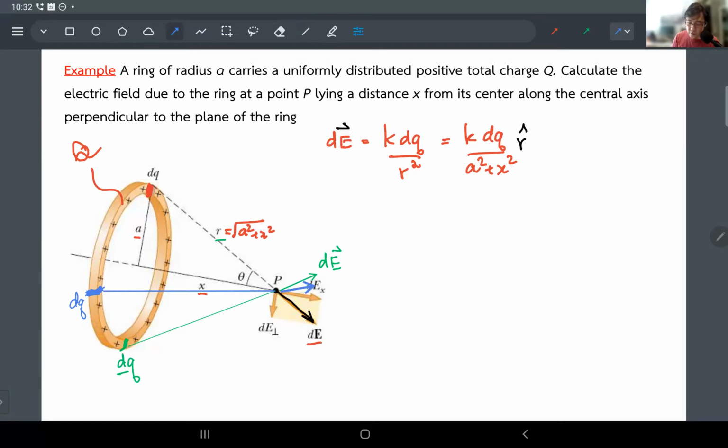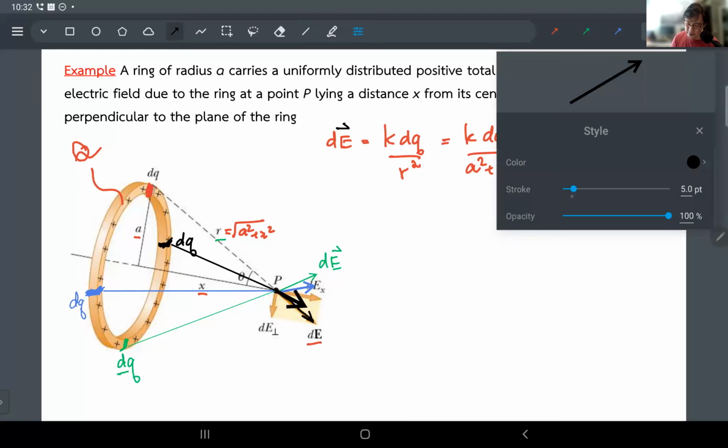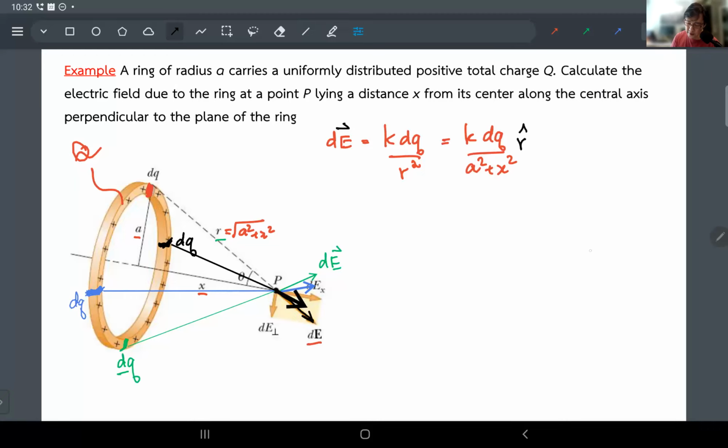And let's do one more. Let's look at the back. If you slice a tiny piece on the back side of the ring, you have another dq there. Then your electric field is going to come out toward the front right here. Look in the perspective direction, it's going to go like this.